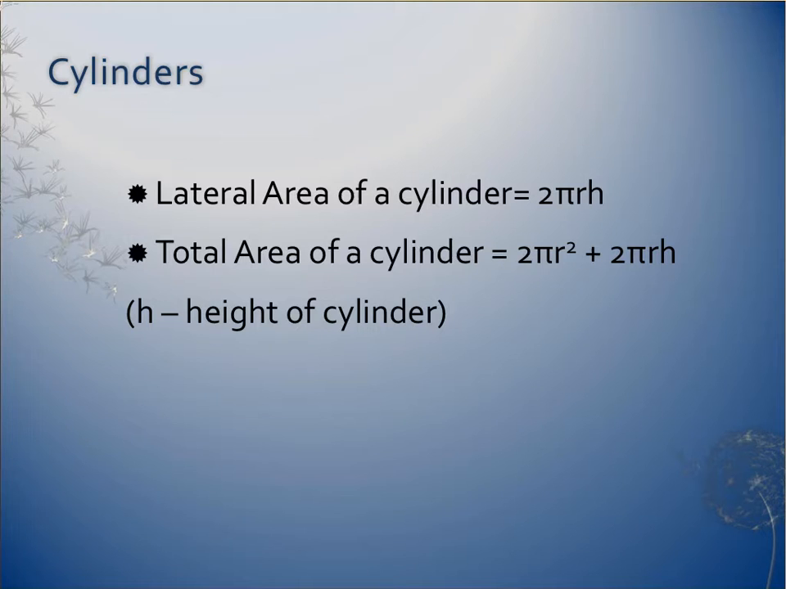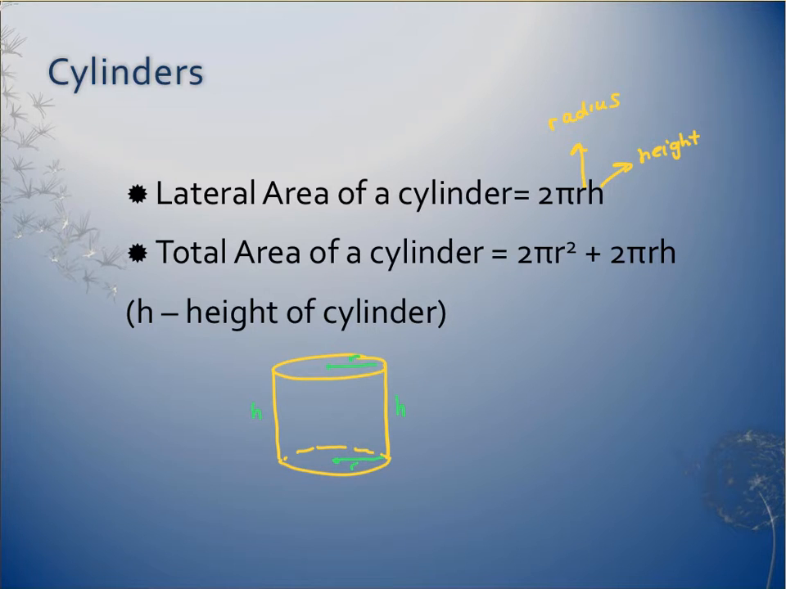A cylinder's lateral area is 2 pi r h, where r is your radius and h is your height. So if I have a cylinder, which has a circle at the top and a circle at the bottom, the radius can either be shown here or here, and then the height is your vertical length.